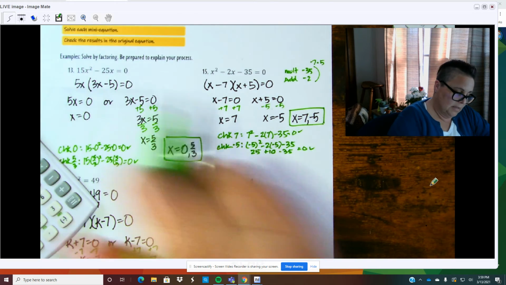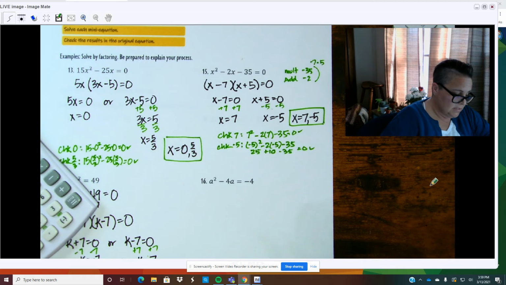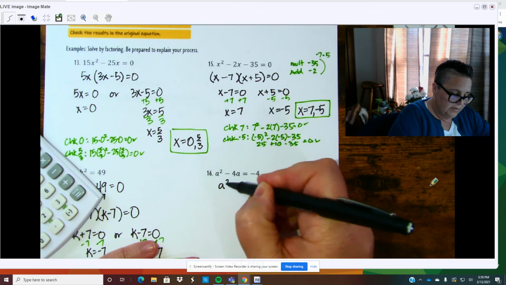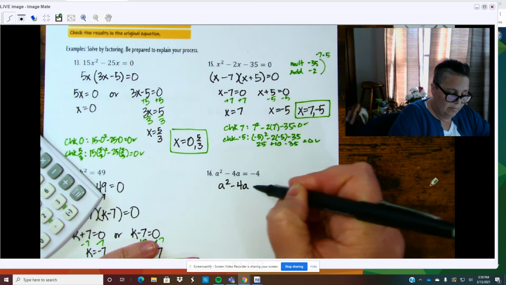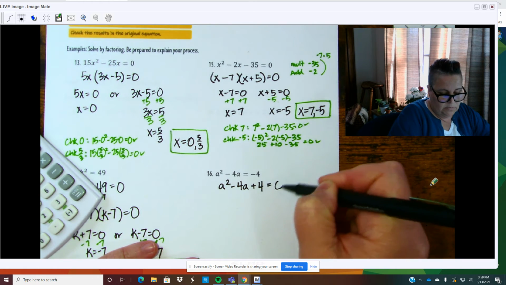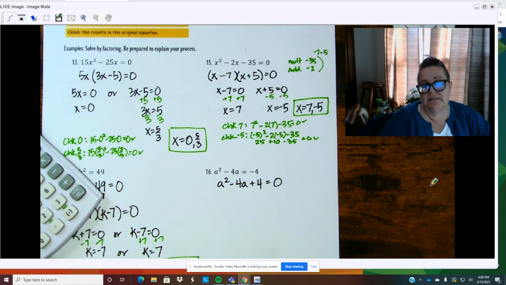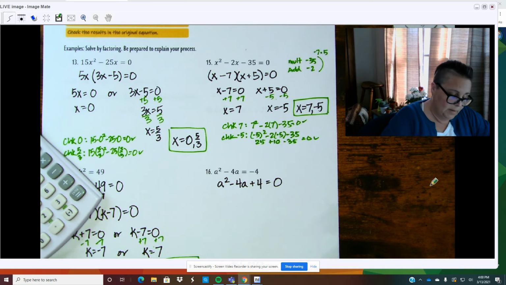All right. Problem number 16, still solving here. We want to put it in standard form first. So I've got a squared minus 4a plus 4 is equal to 0. And then we want to completely factor this. So a squared minus 4a plus 4 is a trinomial. I can factor by grouping.